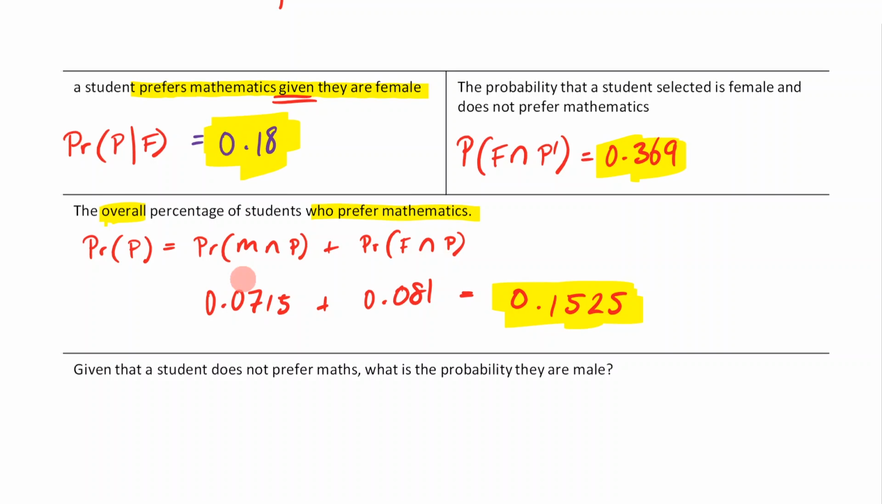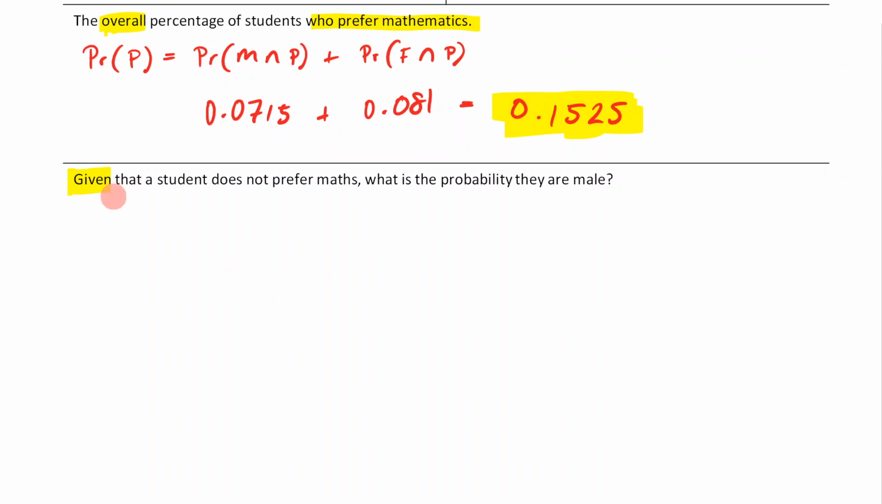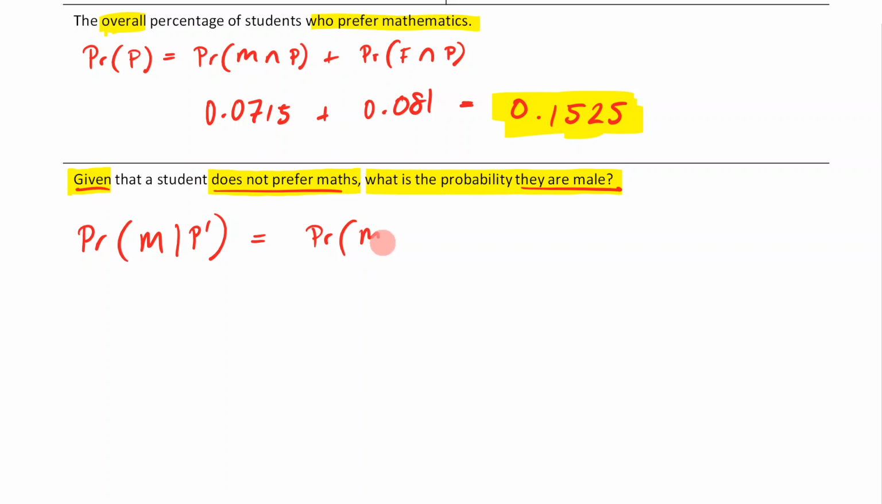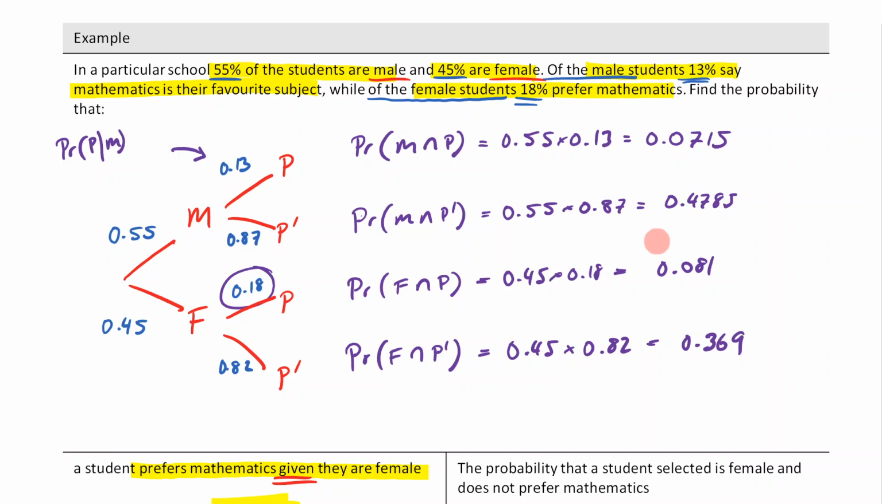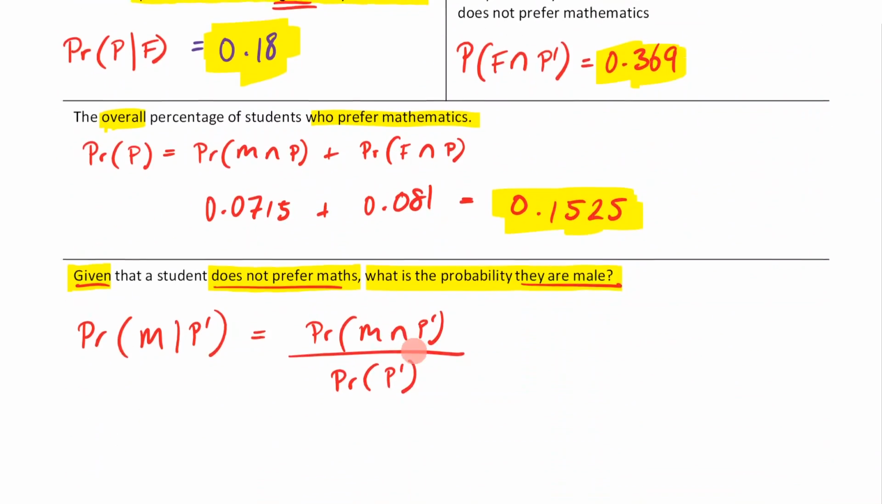And now we come to our lucky last. It says, given conditional probability that a student does not prefer maths, what's the probability they are male? Okay, we need to be careful here. Now it's given they don't prefer maths. You have to get the order correct there. It's given they don't prefer maths. What's the probability that they are male? So it's in this order here. Write down what the rule is for conditional probability. This means I'm dealing with this. I know what my numerator is going to be because I can just come up here and find that. That's going to be 0.4785. So let's write that down.